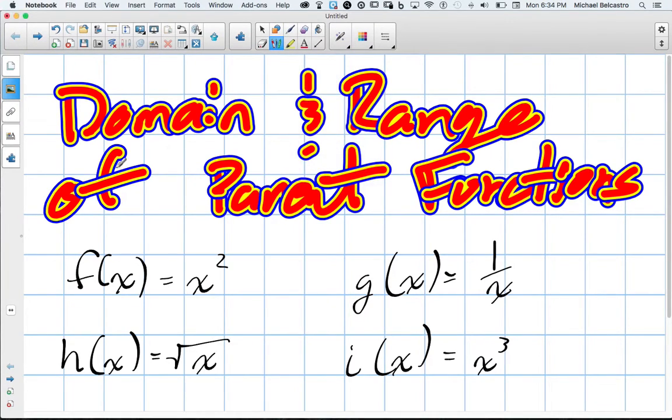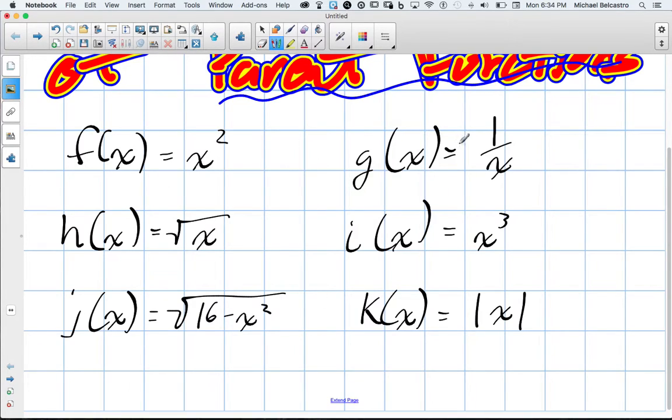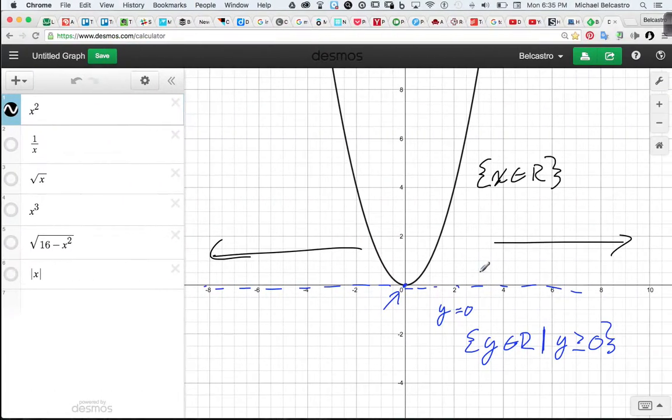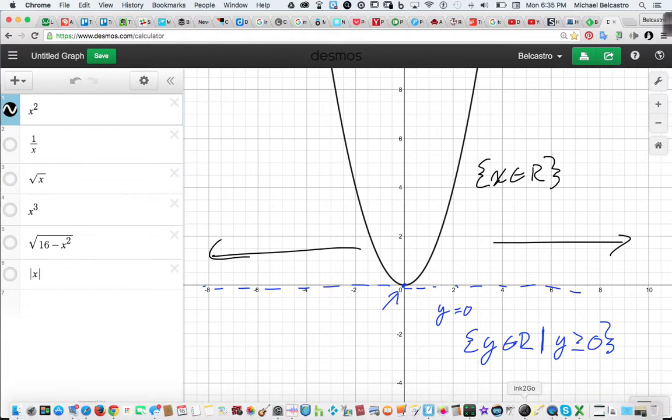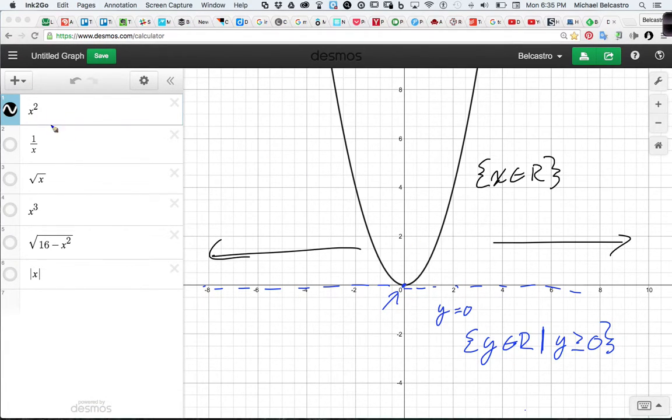All right, we're going to look at the domain and range of parent functions. So we got 6 here, a whole bunch of them. So we'll quickly jump over to this page here, and this page, I've already talked about the quadratic. I'm going to make the assumption you already know it. I'll quickly repeat it here.